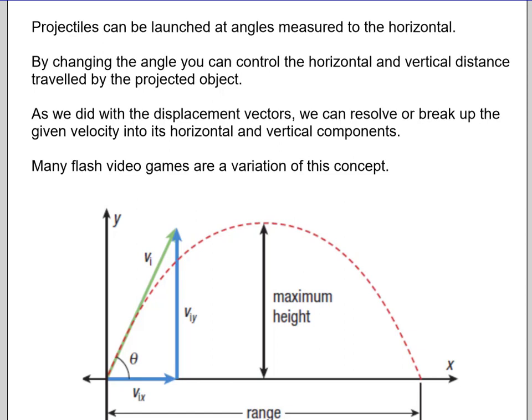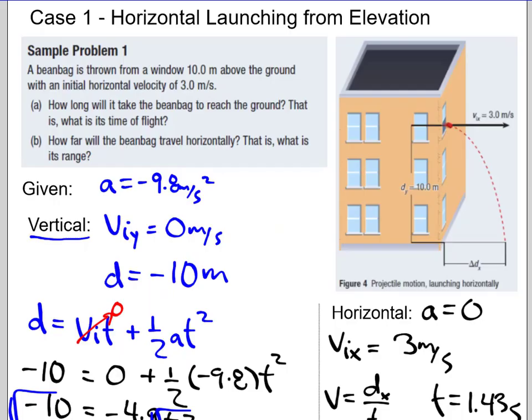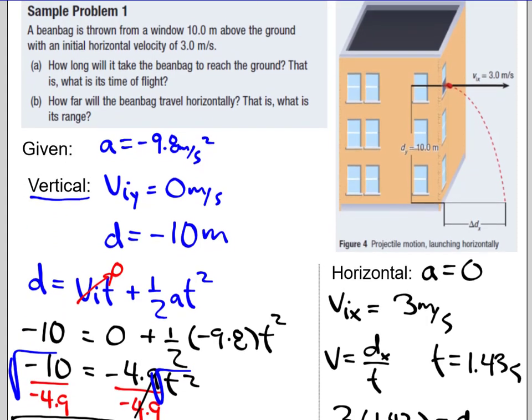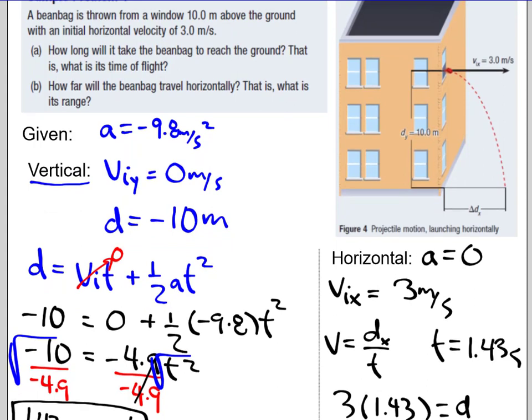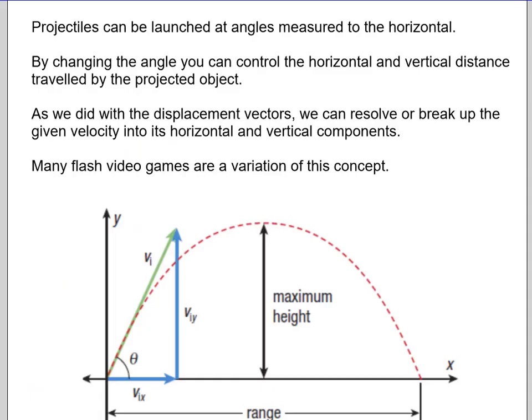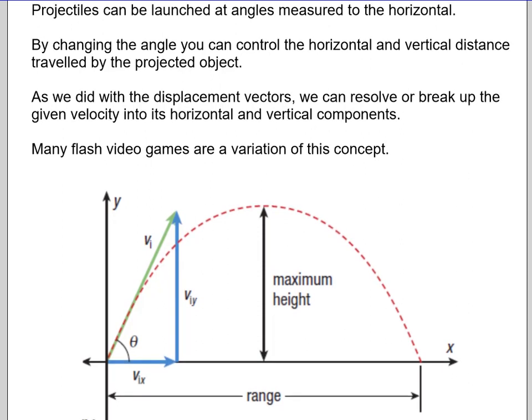All right, this is part 2 of our projectile motion conversation. In part 1, we looked at an object just being fired out of a window. I called it case 1. It's a horizontal launching situation, and we broke it up into vertical and horizontal thinking. Well, we're going to continue with that thought, only this time we're going to launch things at angles.